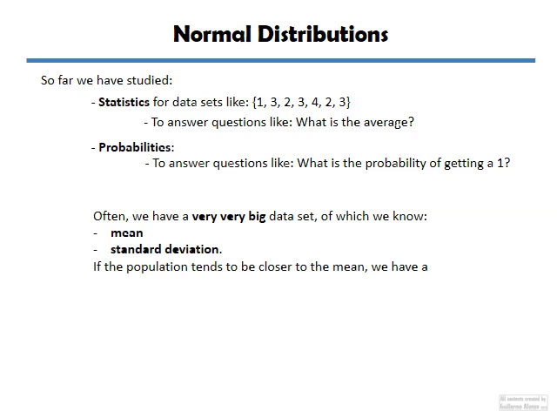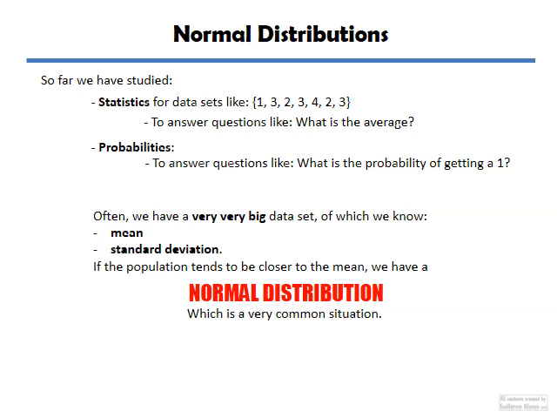Now, what happens when I have a very big data set like this one? And of course I have the average and I have the standard deviation. Well, if I have a very big data set, I can calculate the probability of finding a specific element of that data set. Now, when we have a population that tends to be closer to the mean, where it's more common to find somebody close to the mean, we say we have a normal distribution. And within those very big data sets, we calculate the probabilities of finding somebody within a particular range. That's what we're going to do. It's a very common situation, so it's a very typical thing to do.